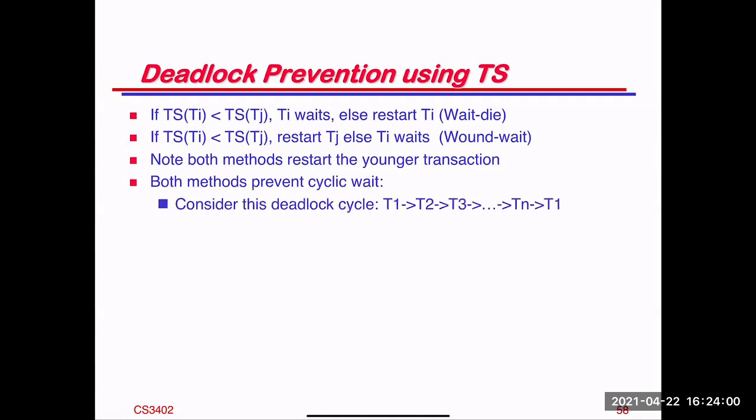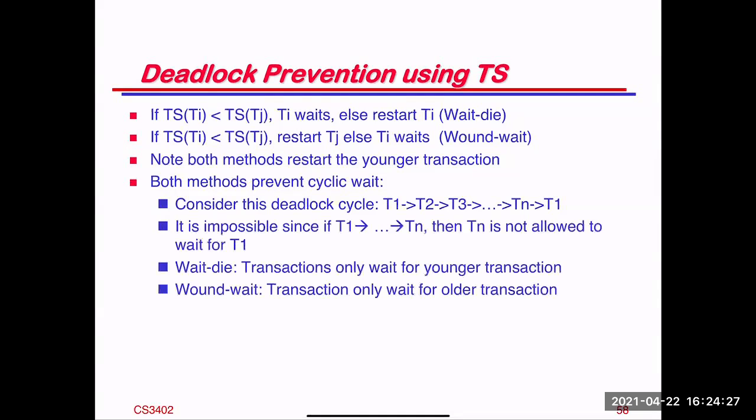Well, I'm not going to give you a formal proof, I'm just trying to give you some intuition. Both of these methods prevent a cyclic wait. So for example, if you have a deadlock cycle in your wait-for graph, with an edge from T1 to T2, from T2 to T3, and so on, all the way to transaction Tn, and then back to T1, then this is actually impossible. Because if we have this sequence where T1 waits transitively on Tn, then Tn is not allowed to wait for T1.